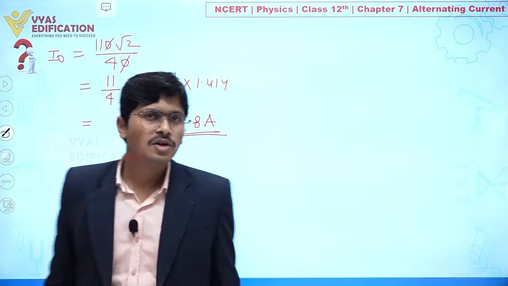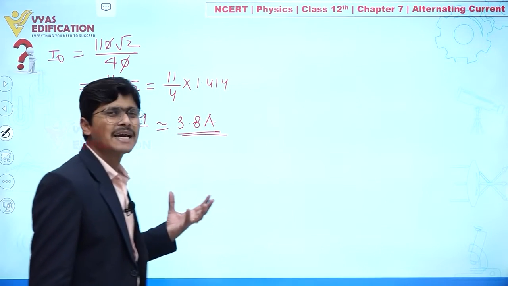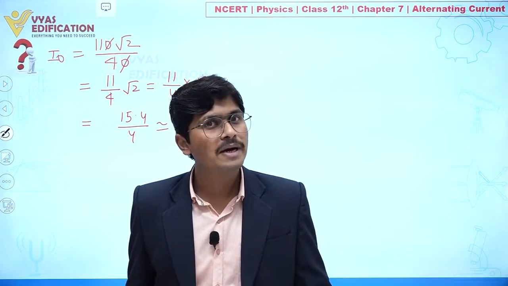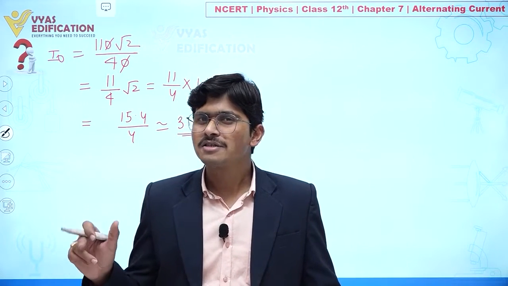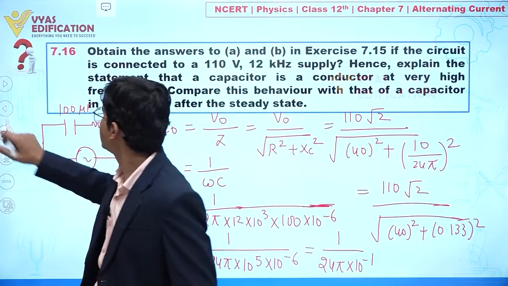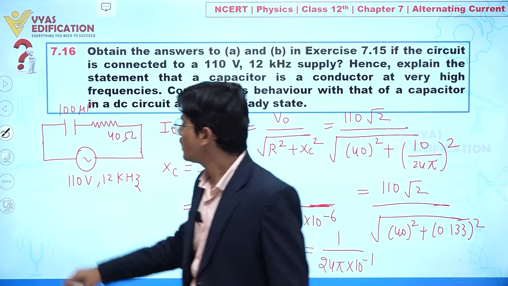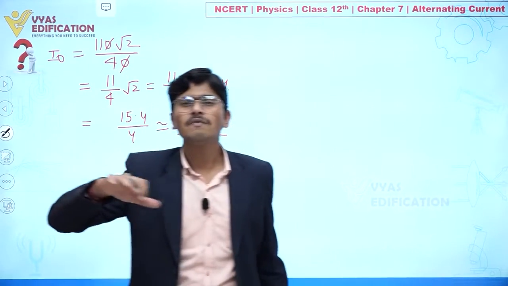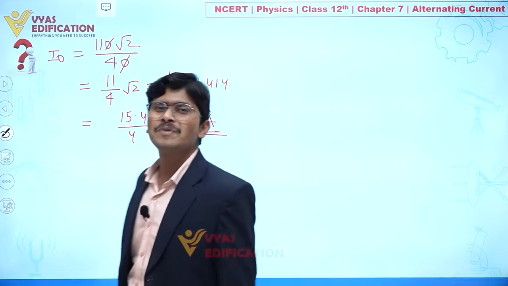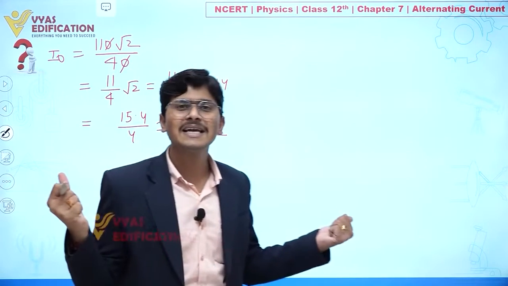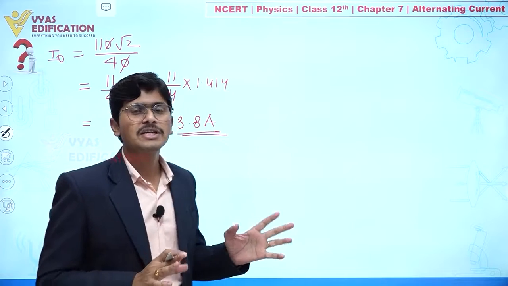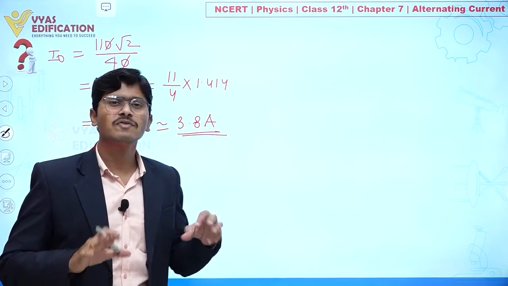Now let's suppose we neglect this capacitor, because we are neglecting the resistance that is offered by the capacitor. So it means we are at a very high frequency. What is given in this question? Frequency is very high. At a very high frequency, this capacitor behaves just like a straight wire, or just like a conductor. It is offering very little resistance.